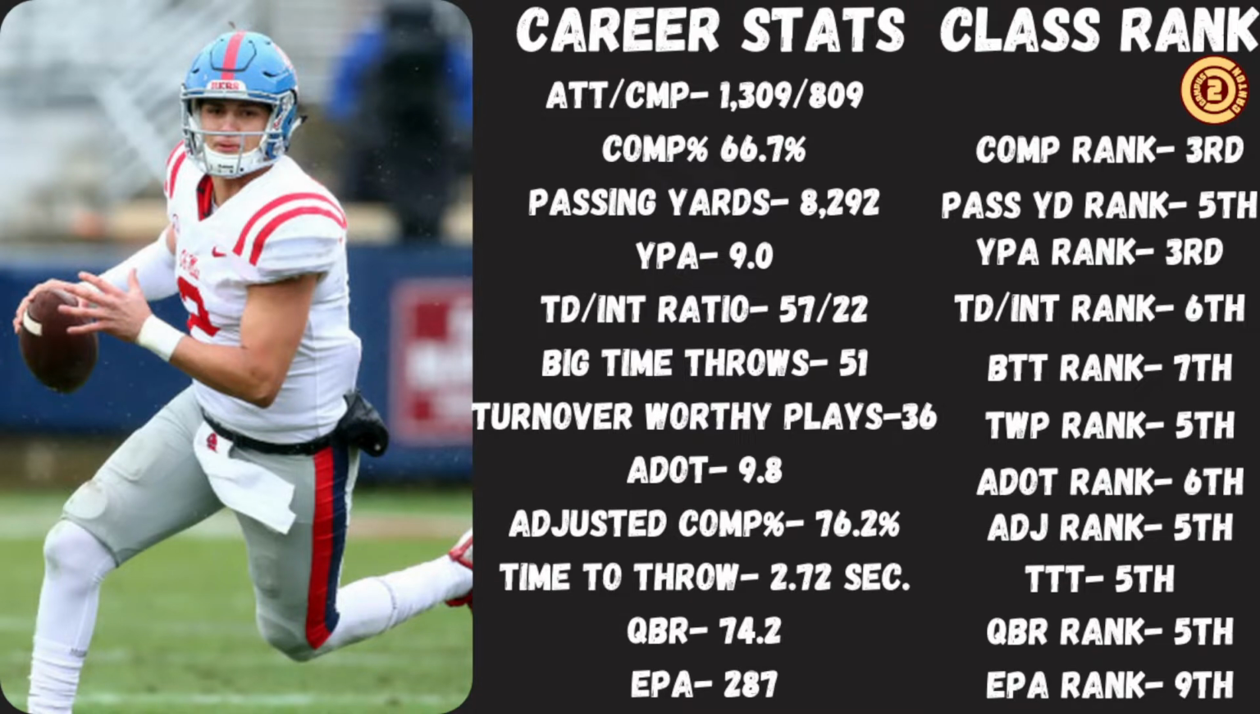There are only 10 now, as when I first did this with Desmond Ridder, Tanner McKee, I believe, had not declared yet. He did end up going back to Stanford. So there are really only 10 quarterbacks that are likely within draftable range. So this is out of 10 here. 9.0 YPA, which finished third, 57-22 touchdown to interception ratio, which finished sixth.